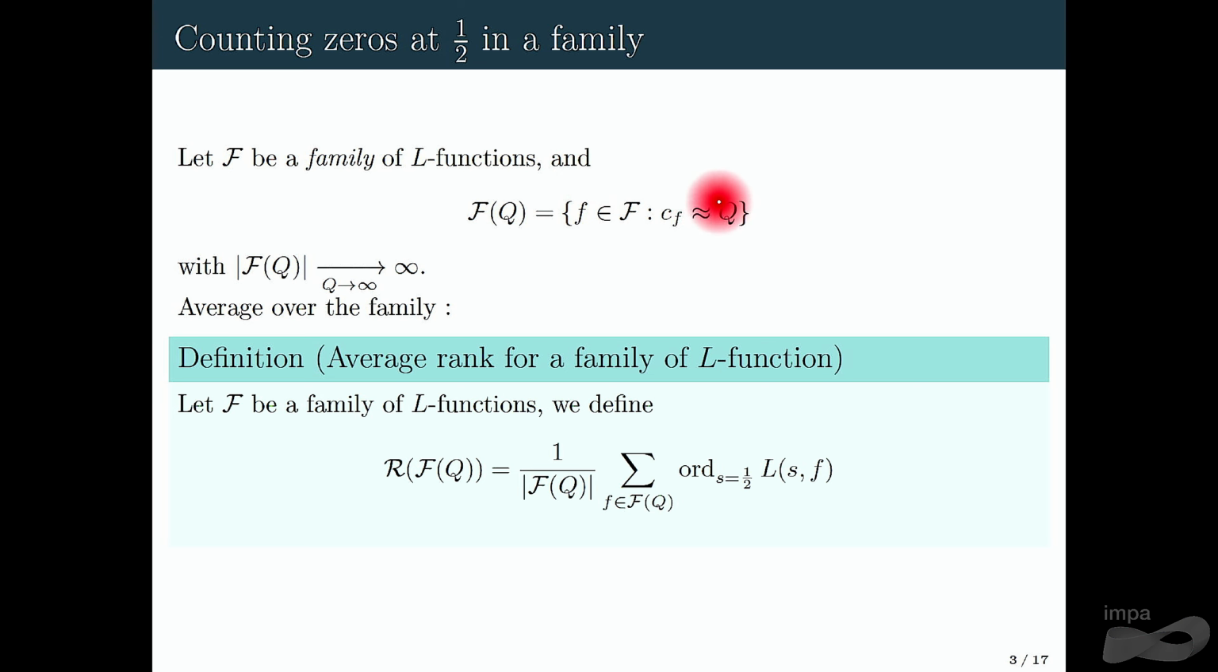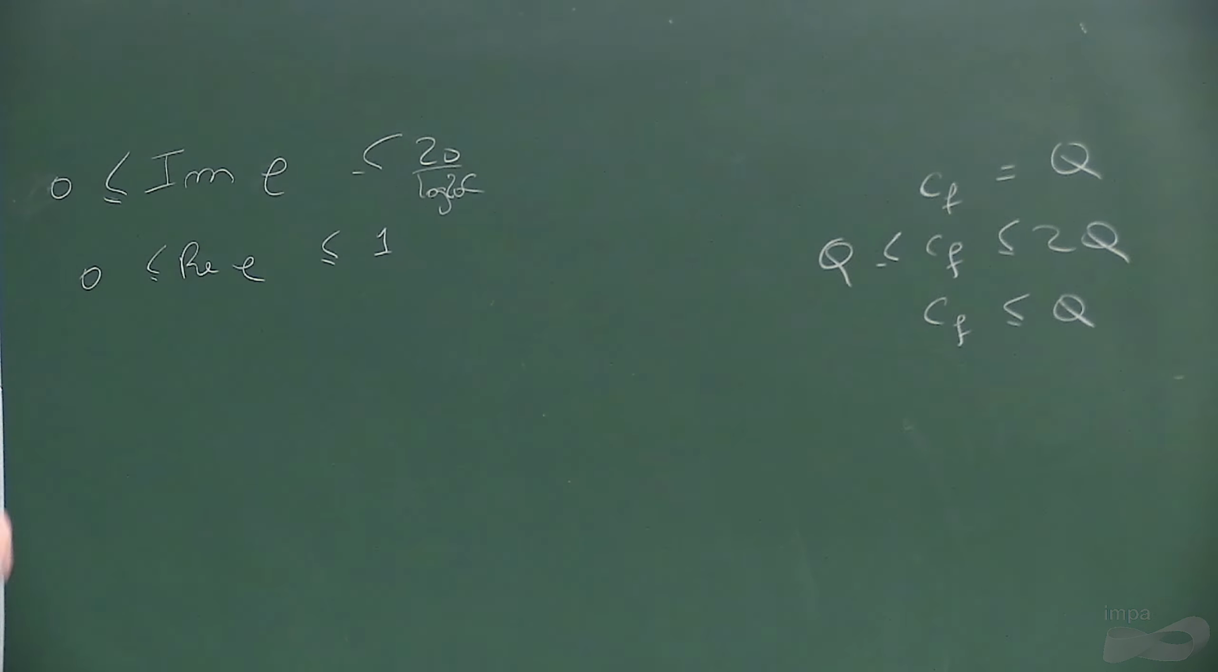And then the conductor, I will say that in my family, I want the conductor to be of size q, where the wiggly sign also means whatever you want. Say, for example, it could be an equal sign, or it could be between q and 2q, for example, or it could be just up to q. I just need this family to be infinite when q goes to infinity. So maybe equal q is enough, but not always. So yeah, of size approximately q is what I mean by this wiggly sign.